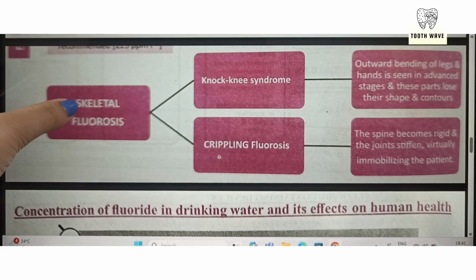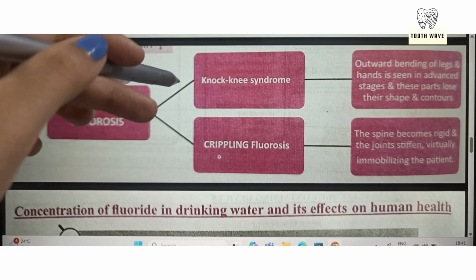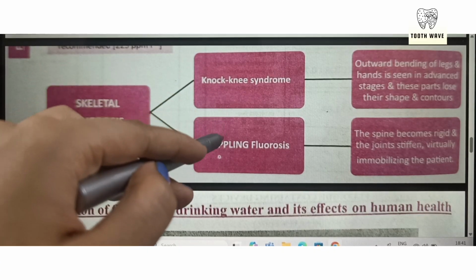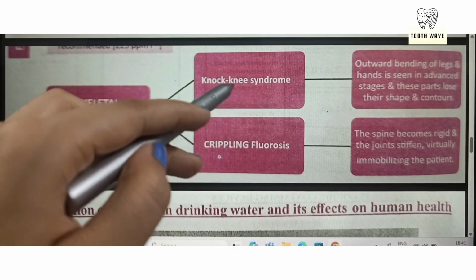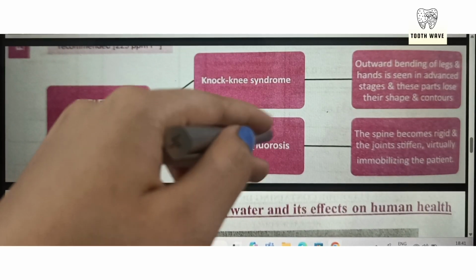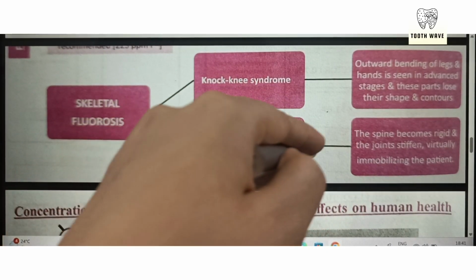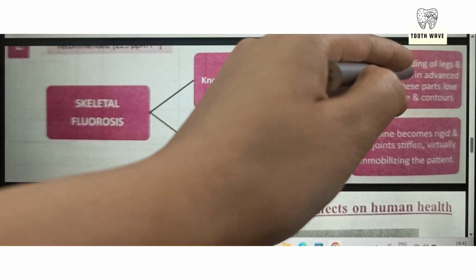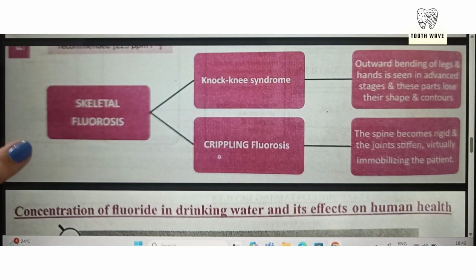Now let's know about skeletal fluorosis. Skeletal fluorosis causes knock-knee syndrome and crippling fluorosis. You can read here what knock-knee syndrome and crippling fluorosis mean. Crippling fluorosis means a problem of the spine, and knock-knee syndrome means bending of legs and hands.